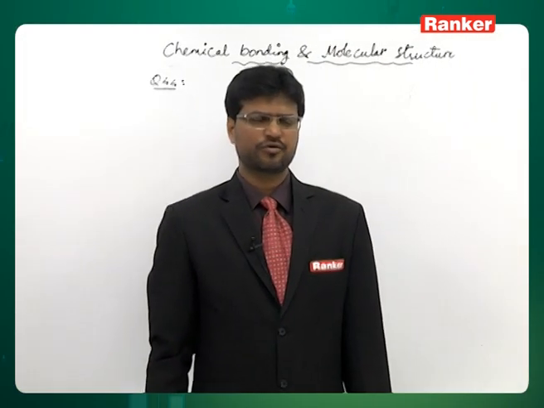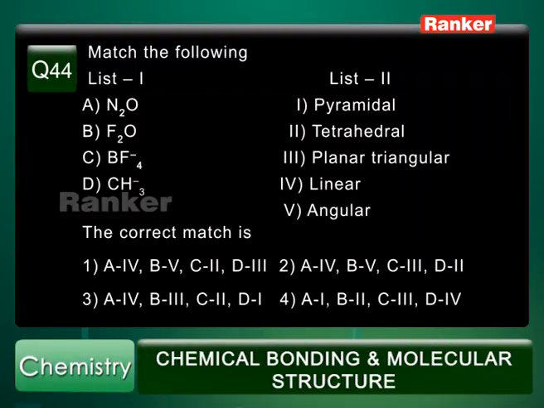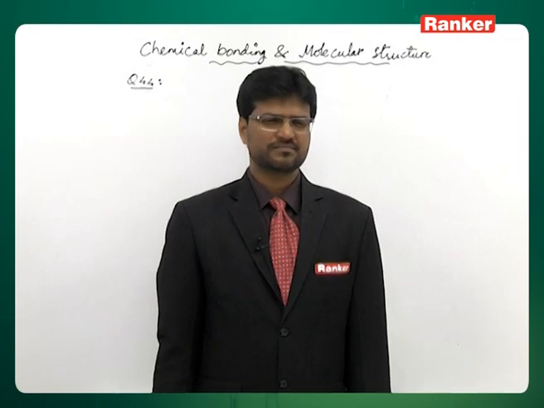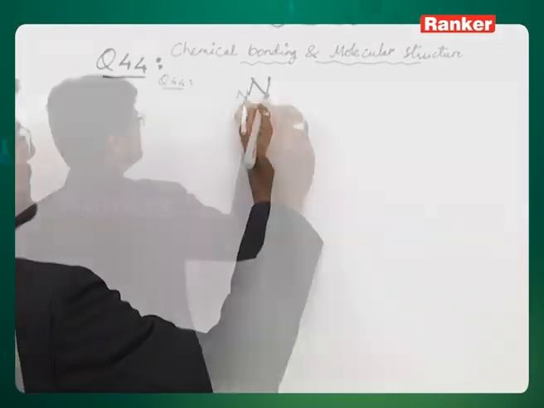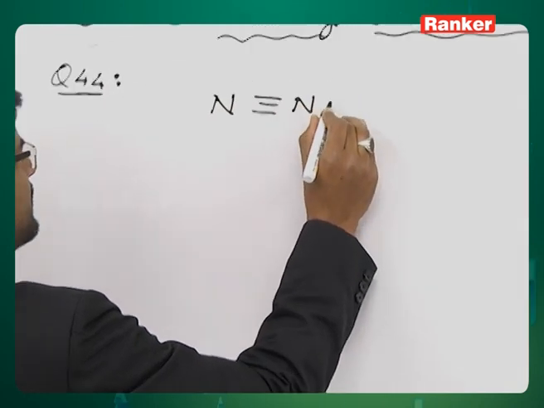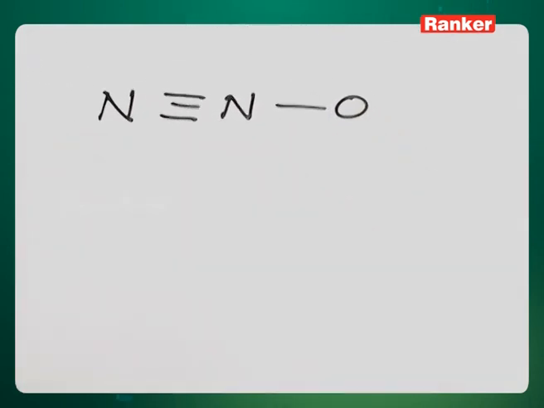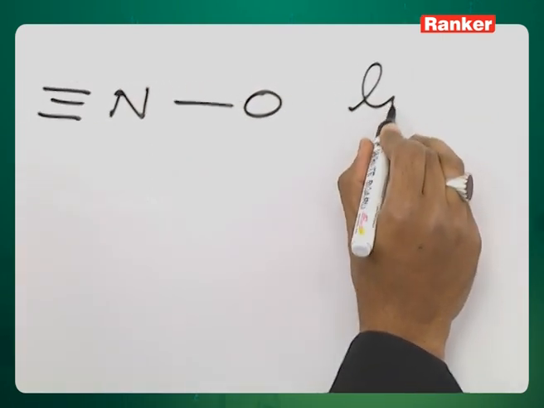Question number 44. Match the list 1 with list 2. The molecules given in list 1 are A N2O, B F2O, C BF4 minus, D CH3 plus, and this side you have geometries of the particles: pyramidal, tetrahedral, planar triangular, linear and angular. You know, N2O has a linear shape. This is one of the canonical forms of N2O, it is linear.